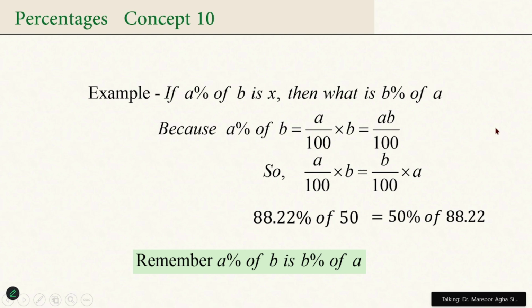This is how this concept is to be used. So always remember A% of B is equal to B% of A. There will be a lot of questions where this concept is going to help you. Instead of doing this kind of calculation, I want you to do this kind. This is always easy. 50% is half. Half means whatever is 88.22, you just divide it by 2. So you get 44.11 as the answer. Simple. But the other way will require a long calculation.